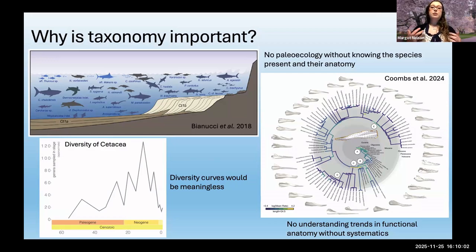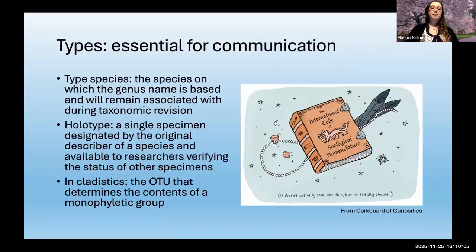So, some terms for those who are maybe not as steeped in systematics as me. Types are essential for communication. That's the other thing that makes taxonomy important: it allows us to communicate. A lot of scientific advances have just been the ability to communicate, like Linnaean taxonomy or the Rosetta Stone or Johnson's dictionary. We need to be able to communicate.